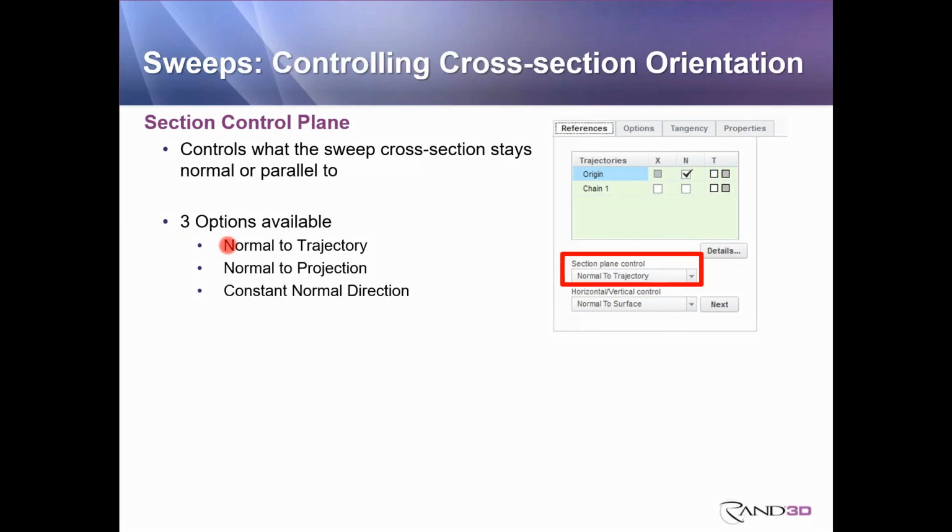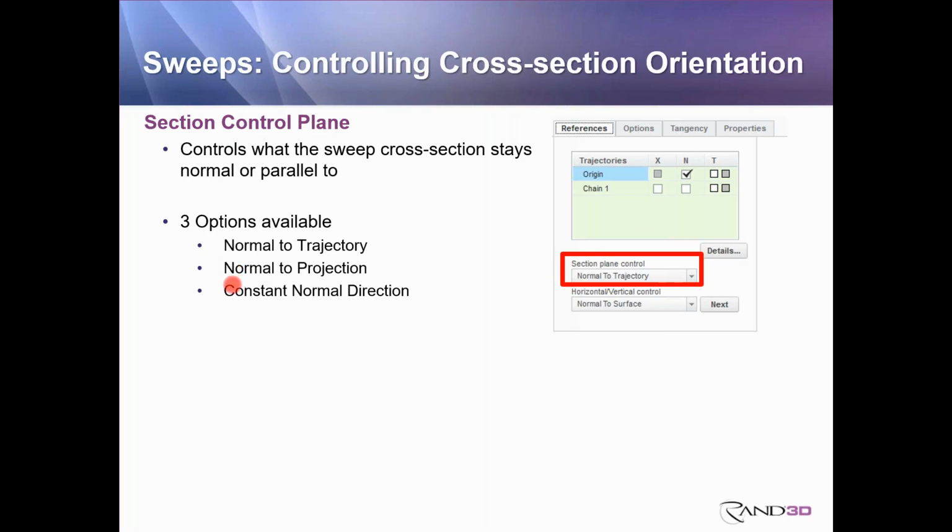Now, if you've got normal to trajectory turned on, you notice there's an N column over here on your drop down where it lists your trajectories. The one that has the check mark is the one that you're going to stay normal to. If I've got more than one trajectory and I don't want to stay normal to the first one, I could add the check mark down here to chain 2 and then change that. So if you've got normal to trajectory turned on, you've got to choose one of those trajectories in the N column.